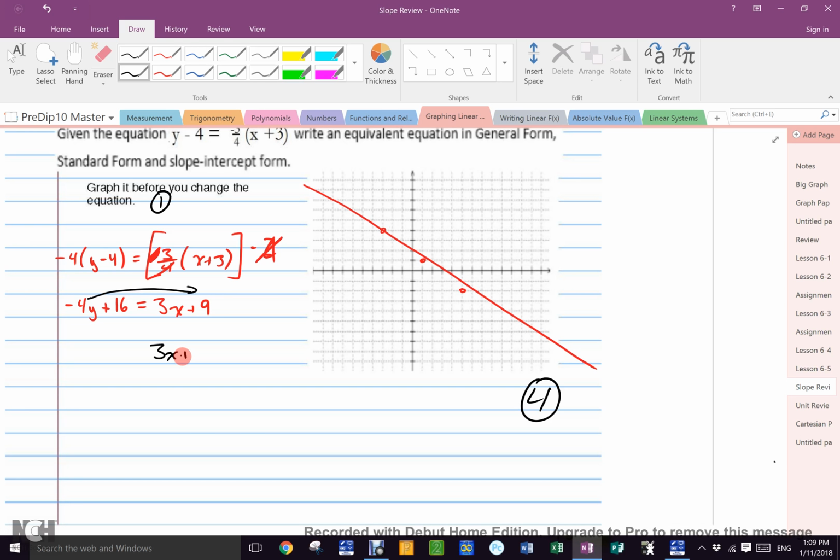Plus 4y, right? Okay. So 3x. Sooner or later, plus 4y is going to show up here. There it is. Plus 9. And what's still over here? Bring that over. It becomes negative 3x plus 4y. 9 minus 16 is negative 7.